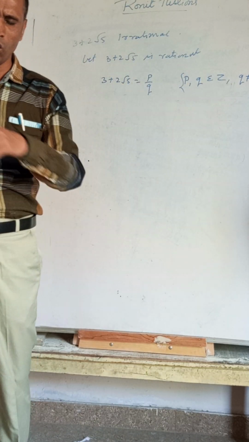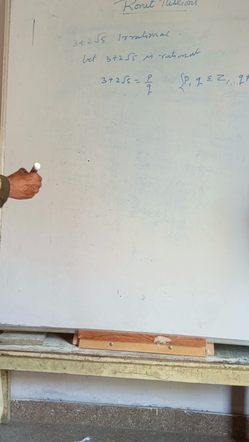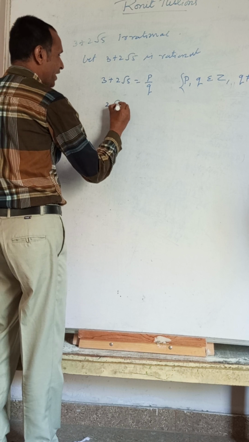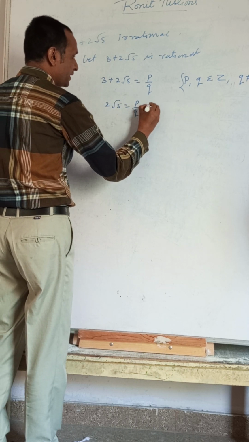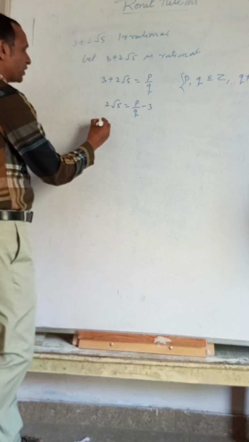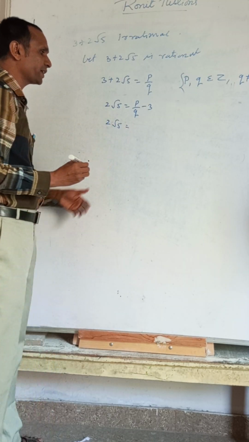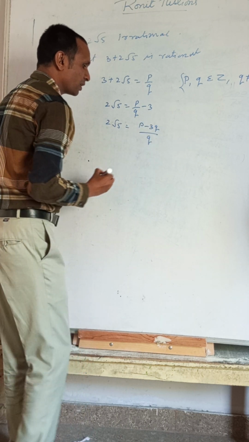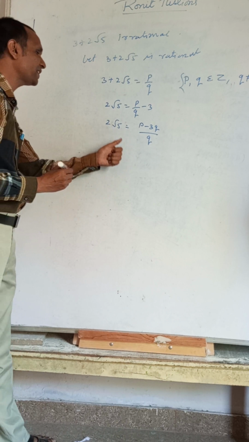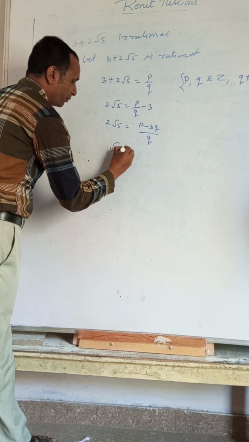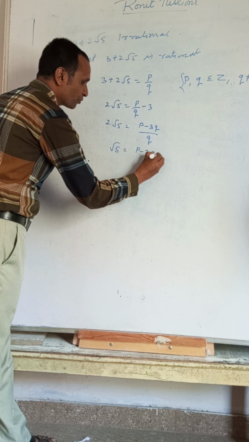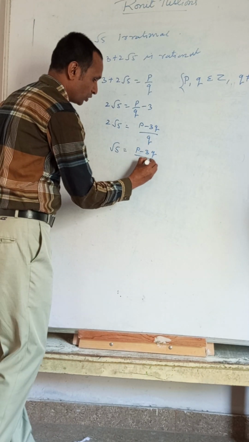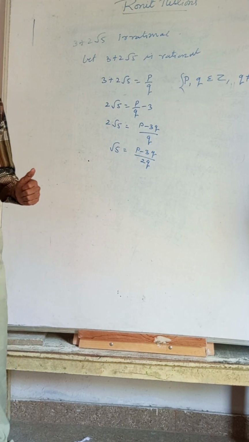Let's assume it is a rational number, then we can write in this form. So 2 root 5 is equal to p by q minus 3. Transposing, taking the LCM, 2 root 5 is equal to p minus 3q by q. The 2 is multiplication on this side, so on that side it will become division. So root 5 is equal to p minus 3q by 2q.